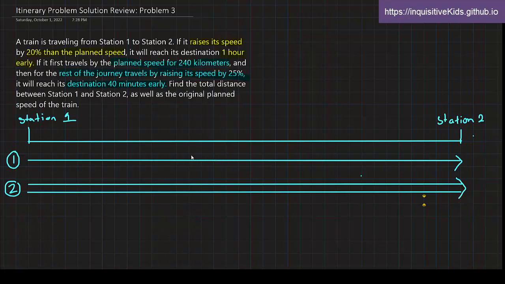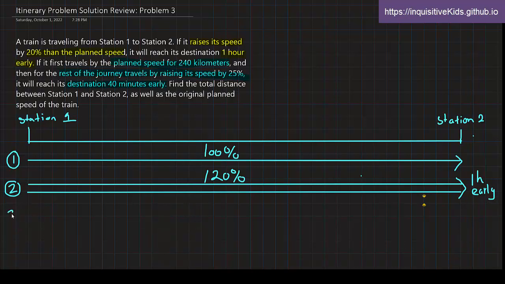What I like to do now is this is just 100% normal speed the entire way, normal planned speed. And this is 120% of the planned speed. A common silly mistake that you might make is to write 20%. No, it was increased by 20%, but it's not 20%, it's 120%. And this is 1 hour early. Okay, so I'm just going to make a note there.